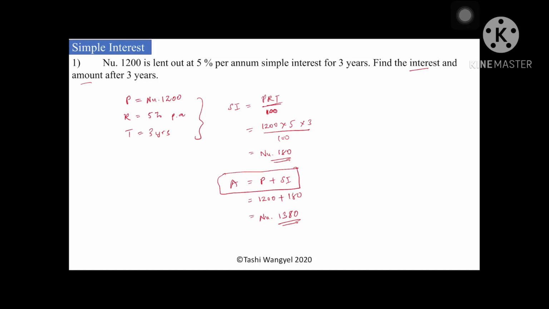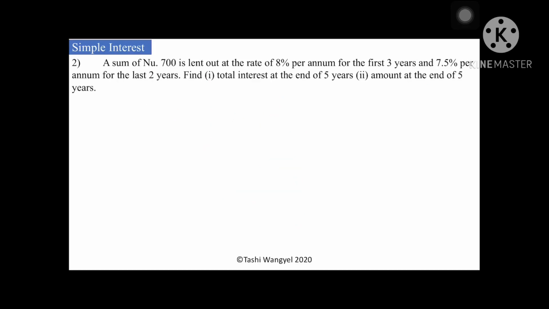Now the next question: a sum of 700 is lent out at the rate of 8% per annum for the first 3 years and 7.5% per annum for the last 2 years. Find the total interest at the end of 5 years, and second, the amount at the end of 5 years. The principal is 700.